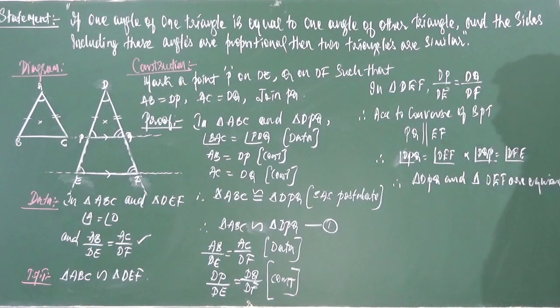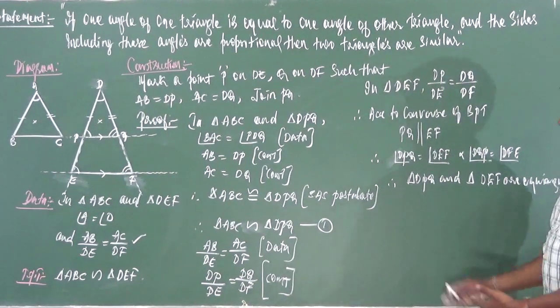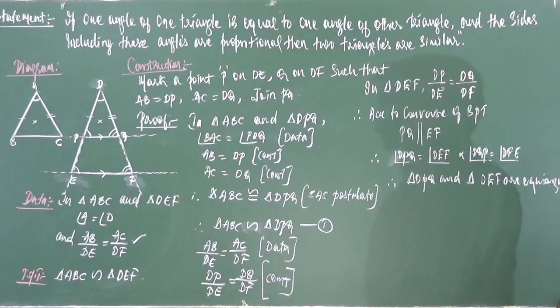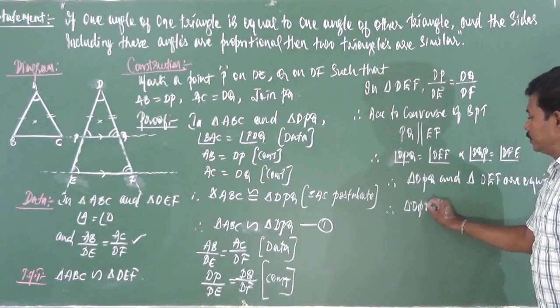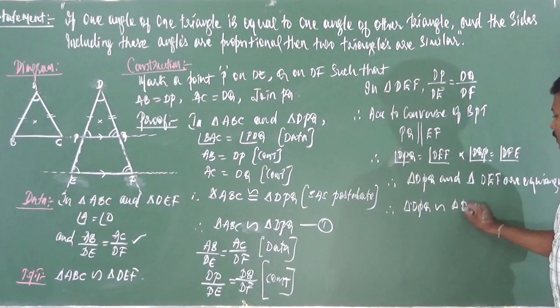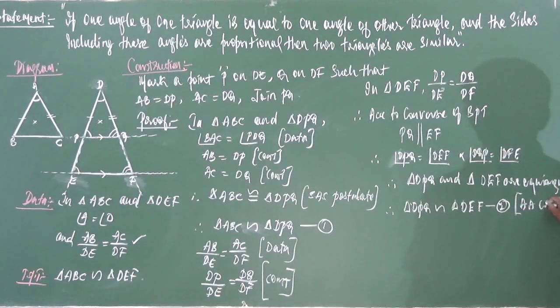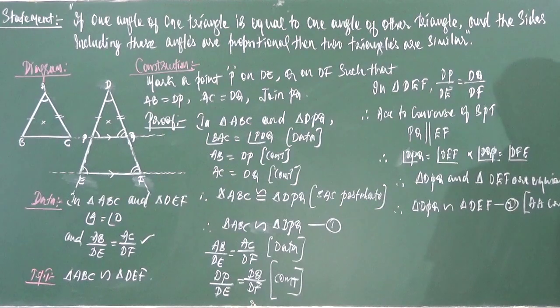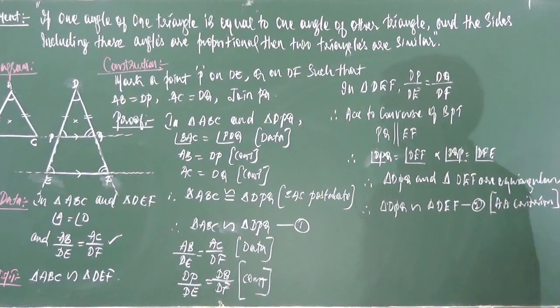They are equiangular. So according to yesterday's theorem, if two triangles are equiangular, then they should compulsorily be similar. So therefore, triangle DPQ is similar to triangle DEF. Take it as equation 2. This is according to the AA criterion, which was done in yesterday's theorem. So triangle DPQ is similar to triangle DEF.